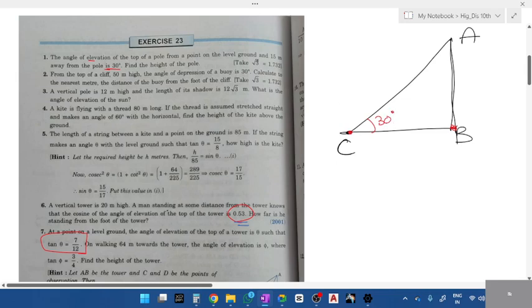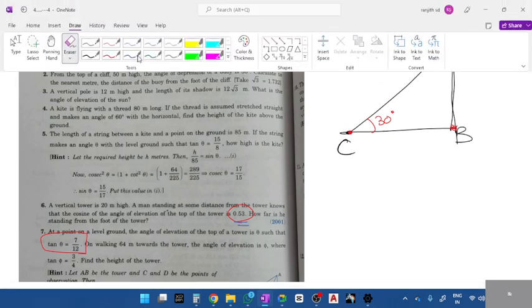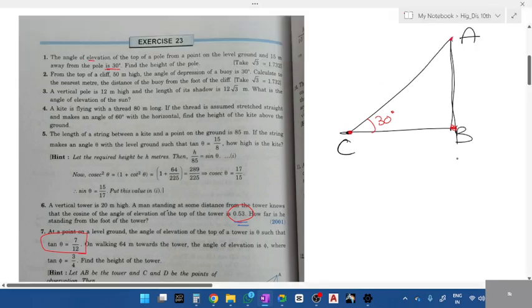30 degrees. Next, 15 meters away from the pole. Which is the pole here? The pole is AB. So which one will be 15 meters away? Do you think AC or BC? If you are standing at the pole, students, how will you walk 15 meters away, towards which direction? So what's the distance? 15 meters. What do we need to find here?